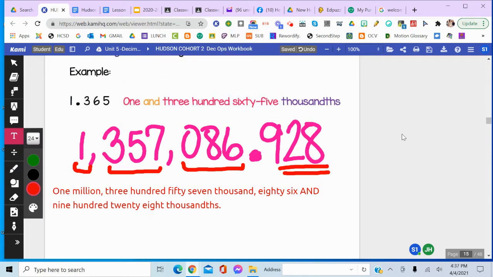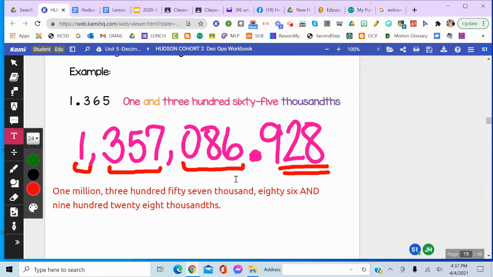All right, how'd you do? 1,357,086 and 928 thousandths. So pat on the back to you if you got it correct. If you didn't get it correct, take a look at where you may have made your mistake, fix it, and we're going to move on.